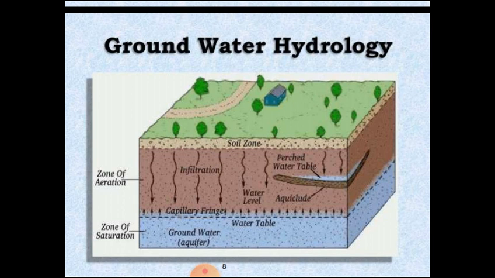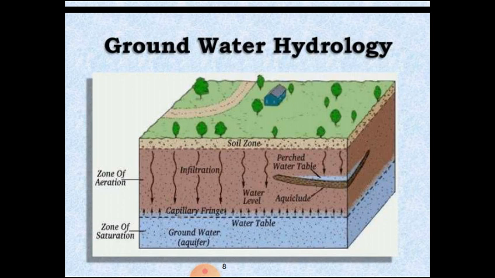Here we can measure the soil moisture. For that, two methods are there. One is the gravimetric method, which takes the weight measurement. The other is the tensiometer method.